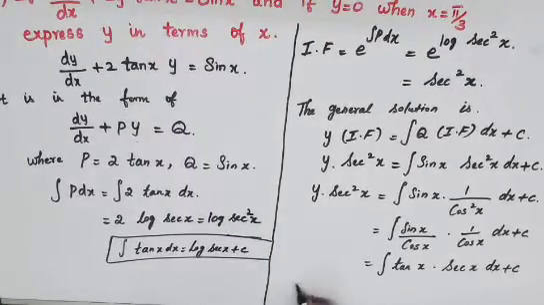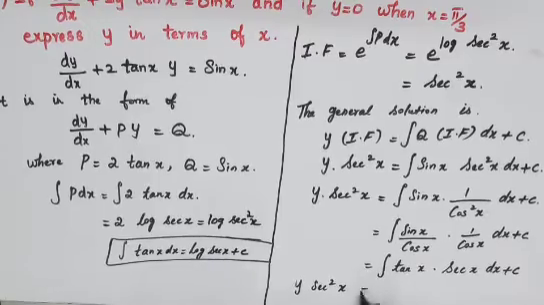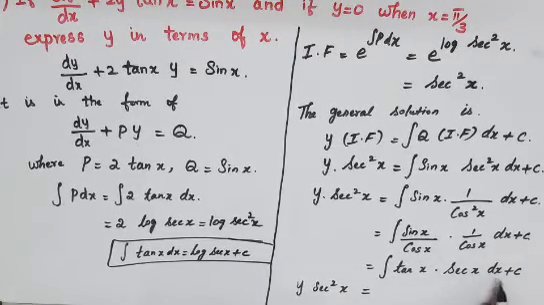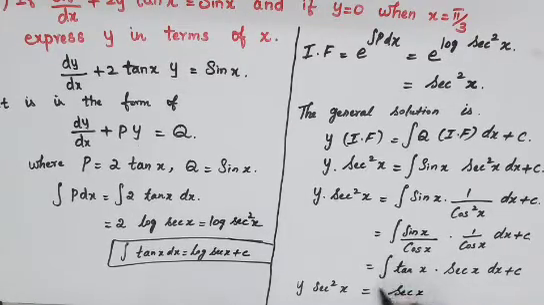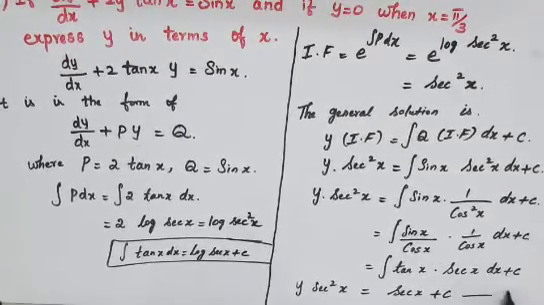The next line is y into secant square x, that is your left hand side, that is equal to integral of tan x secant x dx, that is your formula, it will become secant x. Just study your formula. Integral of tan x secant x into dx is equal to secant x plus c. I'll just mark this as equation 1.